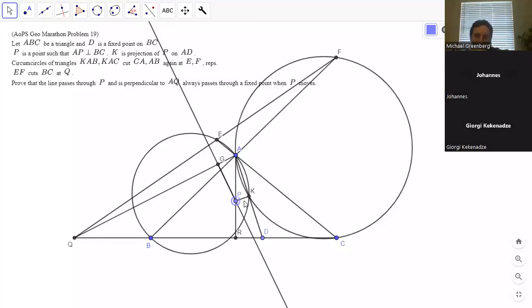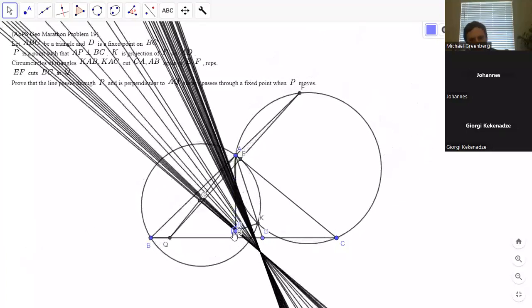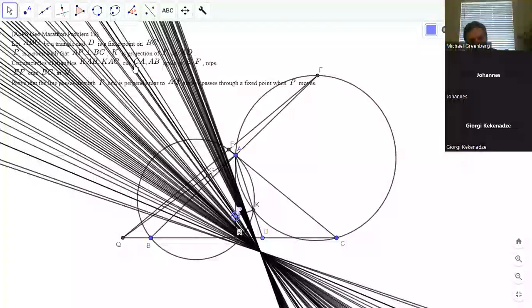So KRG is like the pedal triangle of P. And AQD. Okay, I'm going to try to find that fixed point again. So let me draw the trace of this. That fixed point is right there.